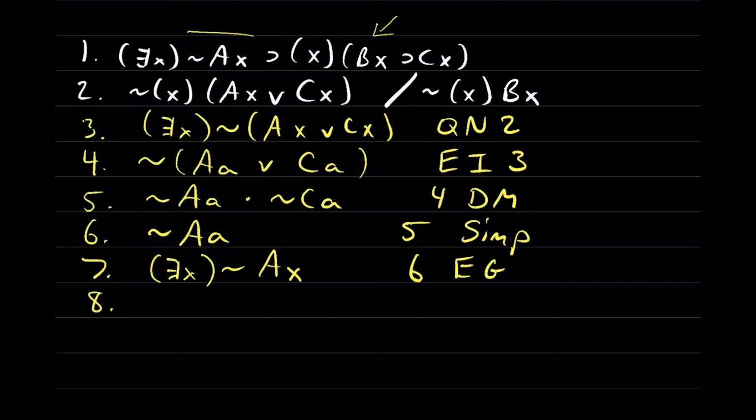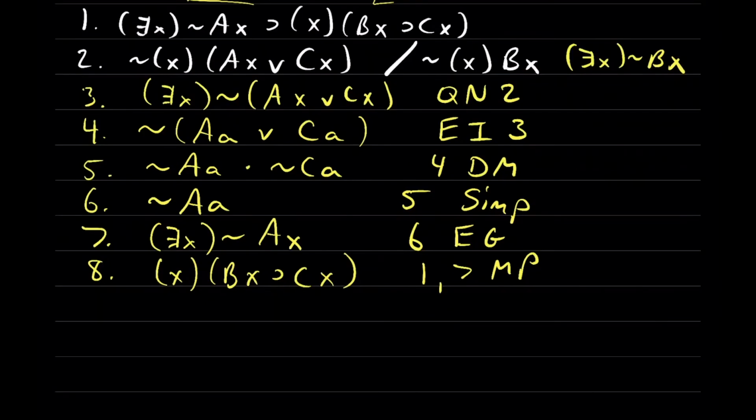Okay. We said we were doing that so we could do modus ponens. Let's get that step out of the way. So from line 1 and 7, that gives us the consequent of that conditional in line 1. So for all x, Bx implies Cx. Okay. That's going to follow from line 1 and line 7 by modus ponens.